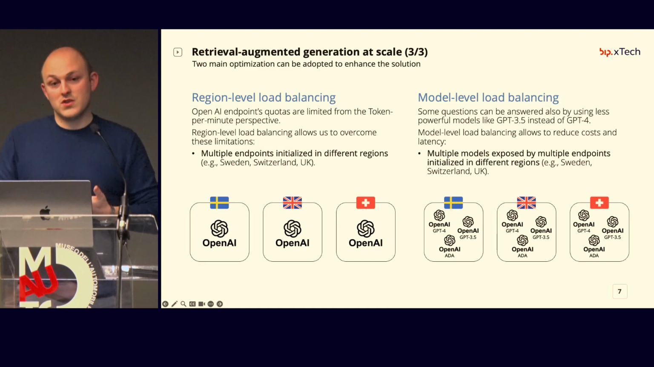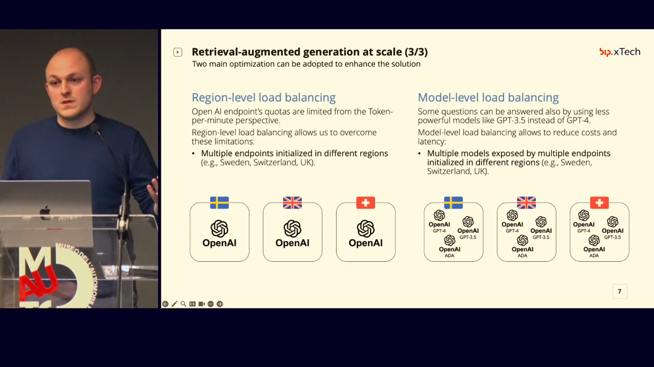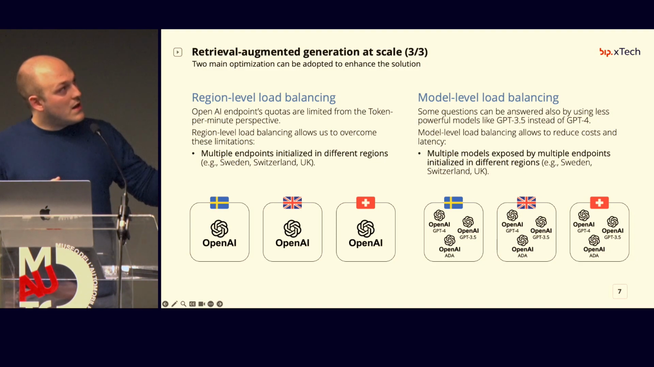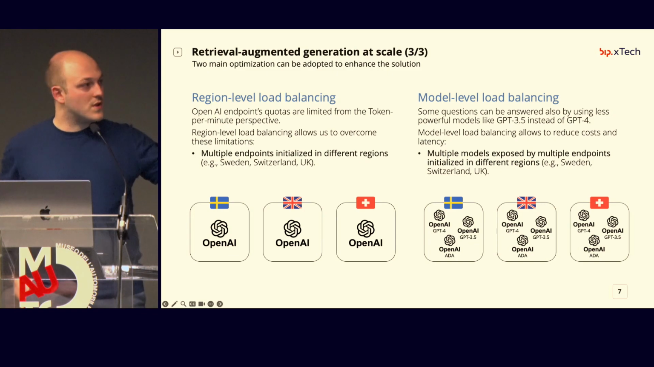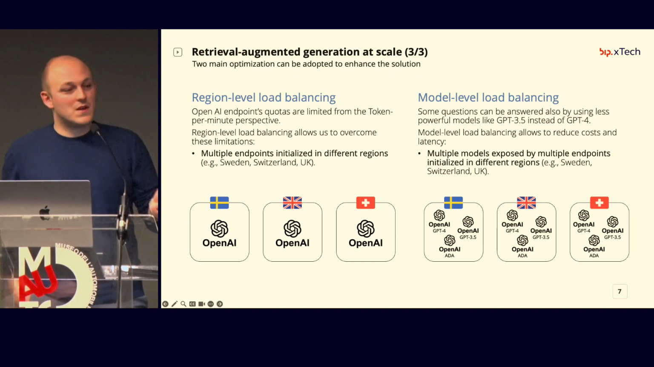We are a multinational company. We have a direct interaction with OpenAI, with Azure, with Microsoft. They increase our quotas, but after a certain level, they cannot go. So 2 possible limitations are these ones. You can perform load balancing across regions, so you can initialize endpoints in Sweden, UK, Switzerland, okay? But also you can perform model-level load balancing. So the most silly questions can be sent to GPT 3.5, so that you can save some money.